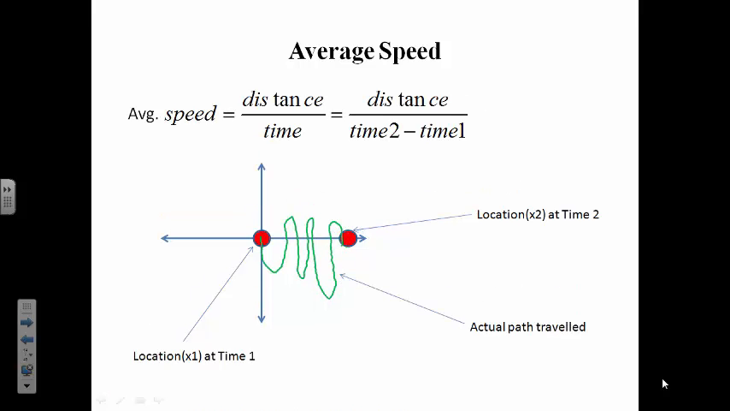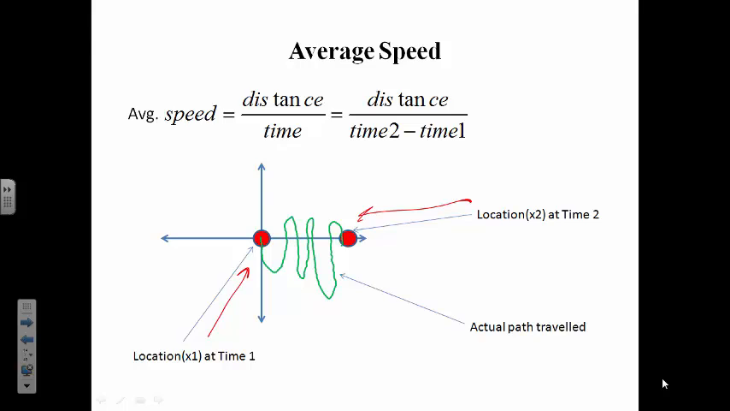So when we define the speed, it's going to be that distance we traveled, the green line, divided by the time it took us to get there. So we have some time up here at location 1. We stop our stopwatch when we get to location 2. We take the time as time 2 minus time 1.